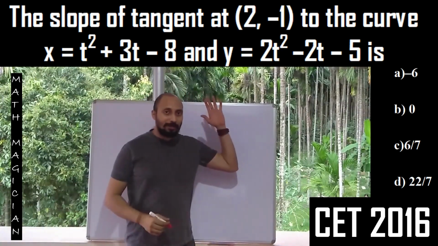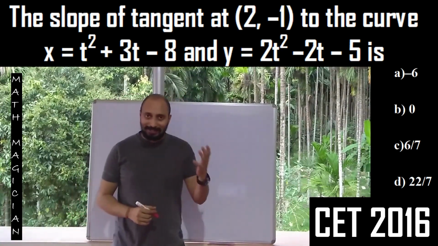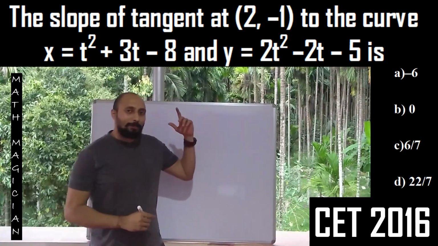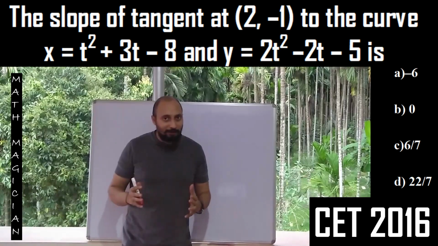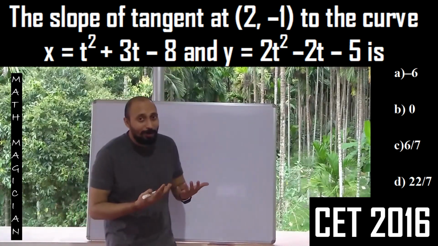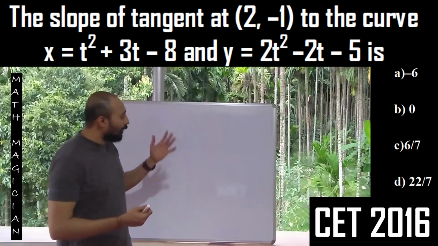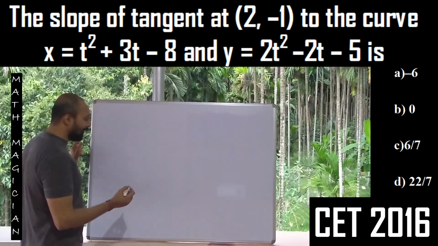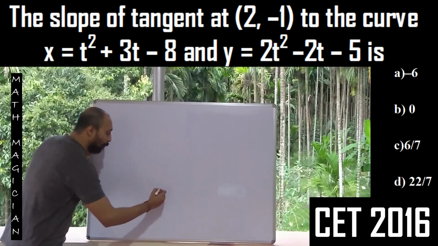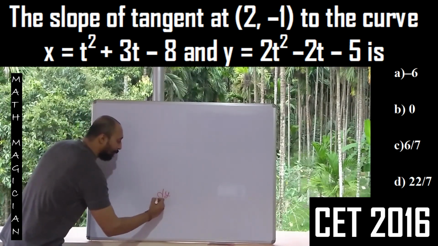So this is the first question from the 2016 paper. The previous question and this question are absolutely the same, but the appearance is different. You will get to know how it is the same. Look here, they are asking for the slope of the tangent. What is the slope of the tangent? On the given data, slope of the tangent is dy by dx.